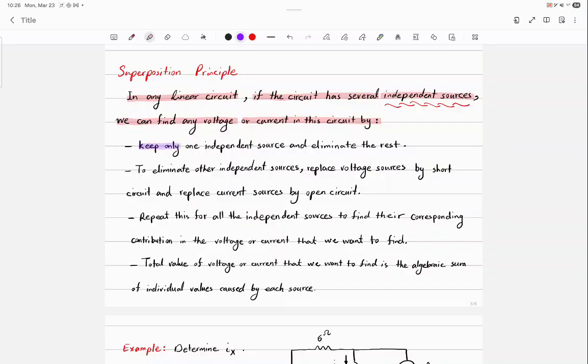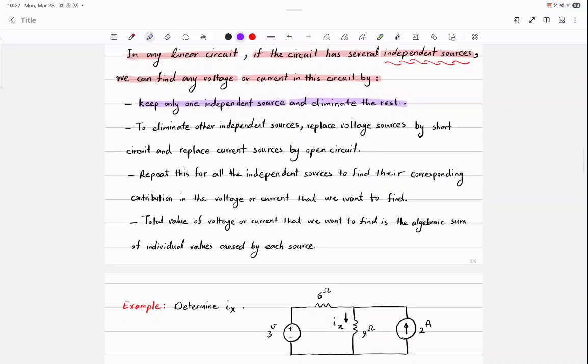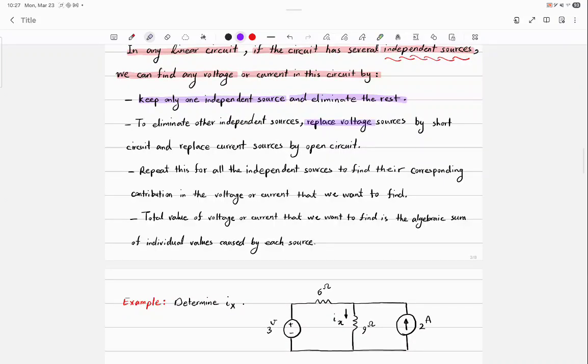First, keep only one independent source and eliminate the rest. Okay? We are going to eliminate the rest of the independent sources. How are we going to do that? You have 2 classes of independent sources, voltage and current. How do you eliminate voltage sources? You replace them with a short circuit. That's very important. Replace voltage sources by short circuit and replace current sources by open circuit.